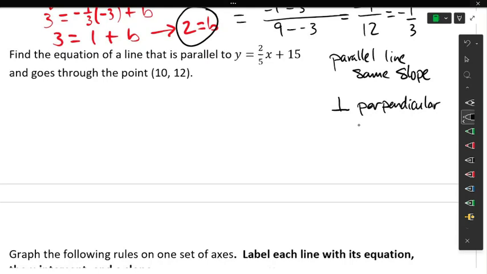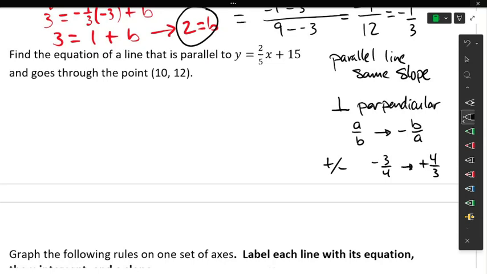They have slopes that follow this pattern. If one of them is a over b, the other one has to be the opposite and the reciprocal of that. So whatever the sign is, we go to the opposite side. If it's positive, it becomes negative and vice versa. And it's the reciprocal, so we flip our numerator and denominator. So for example, if I've got a line that has a slope of -3/4, the perpendicular slope would be positive 4/3. And if I were to graph those, it would be very clear that they're making a perfect right angle.